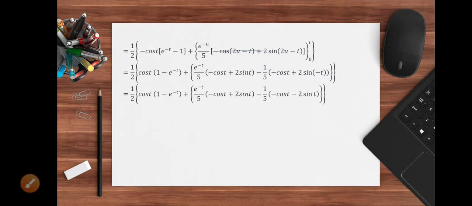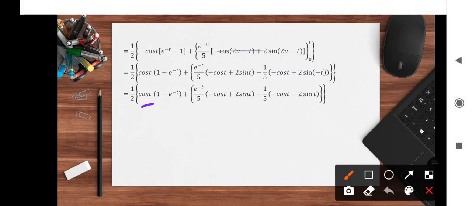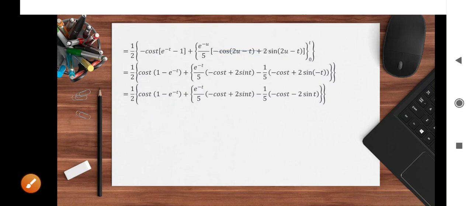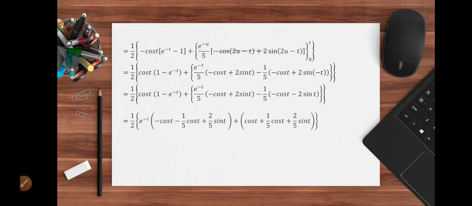So using these results, we get the next step. 1 by 2 cos t into 1 minus e raised to minus t. This term will remain as it is from the previous step. This term also remains as it is. Here plus 2 sine of minus t becomes minus 2 sine t. Now, as all the integration signs are eliminated and all the substitution part is over, you have to just simplify the terms.